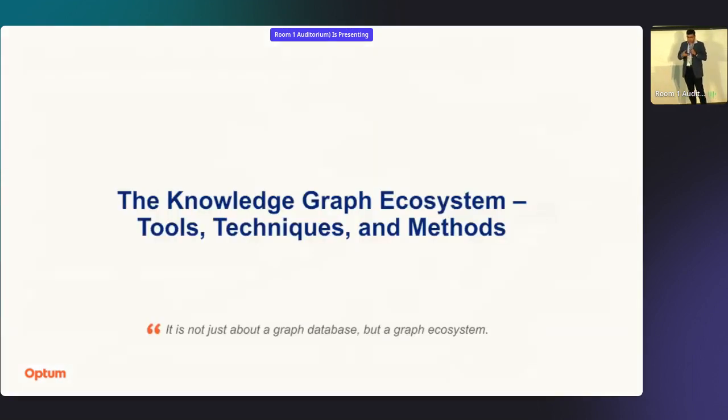So what is different, and I don't want to take the excitement out of the room about knowledge graphs. I am excited about knowledge graphs in healthcare and life sciences, and I'm sure you are as well. But it's often important to think about knowledge graphs as not just the graph database itself, but the whole ecosystem of tools, techniques, and methods associated with a knowledge graph. And this is more vital, especially when you're designing enterprise knowledge graphs in these domains.